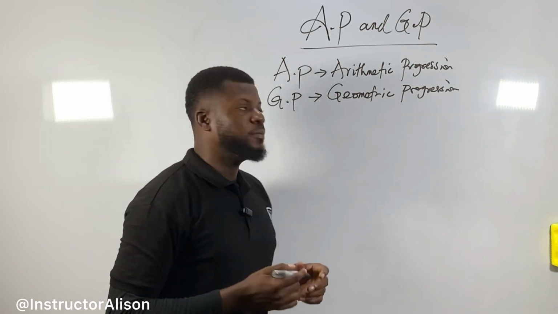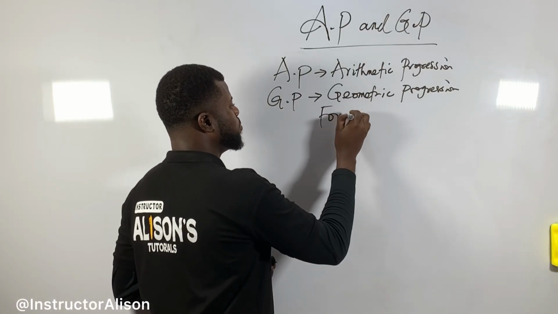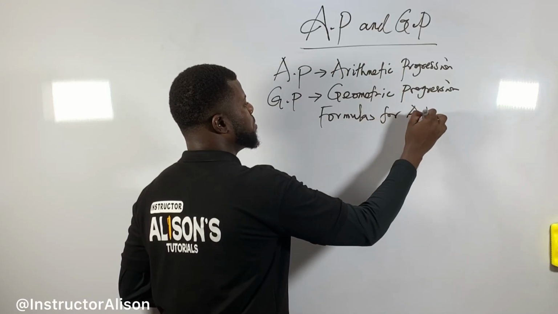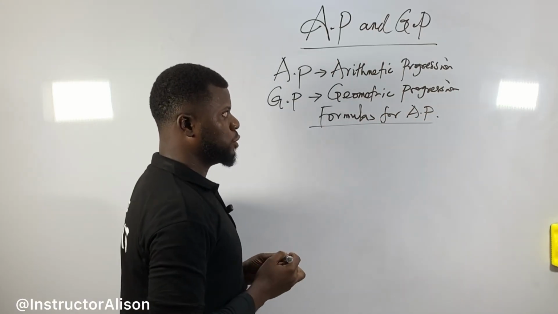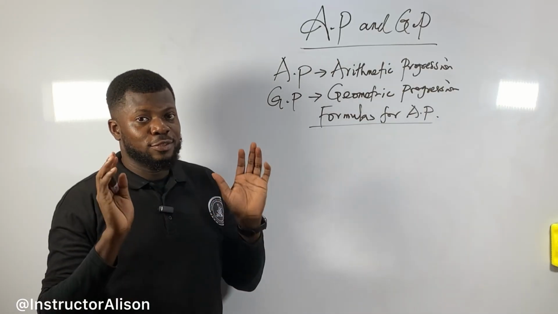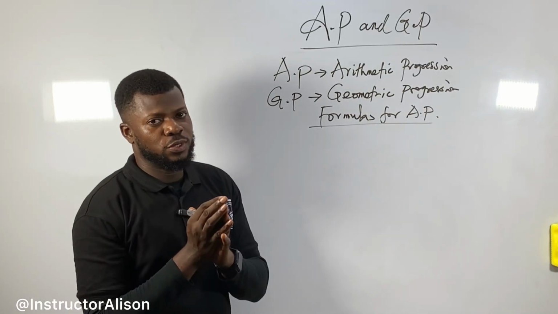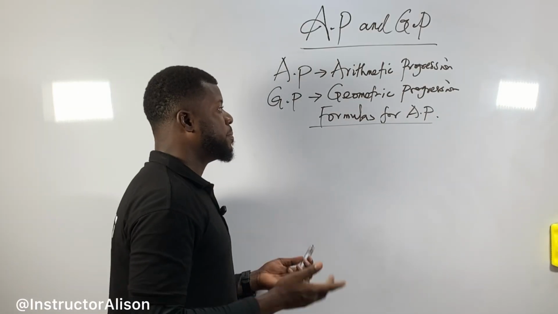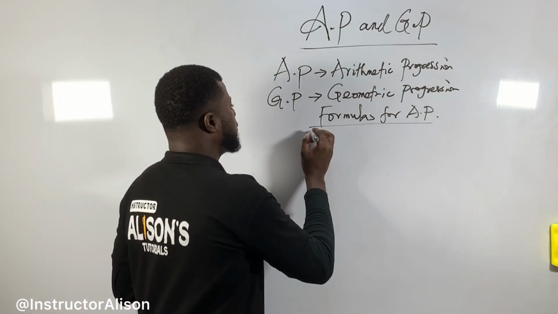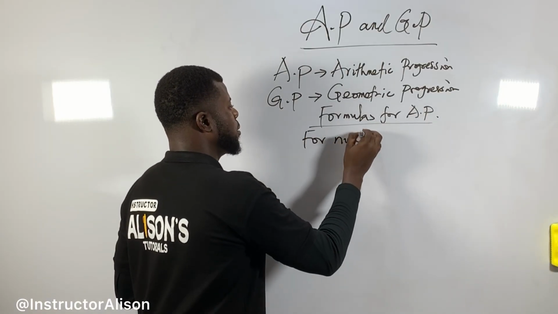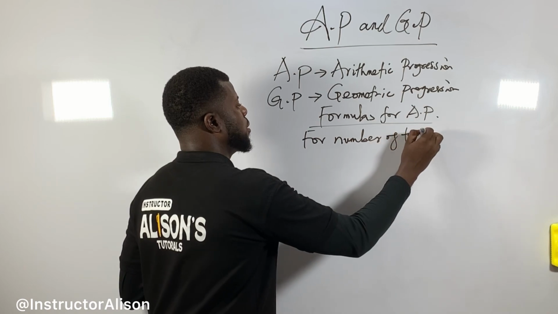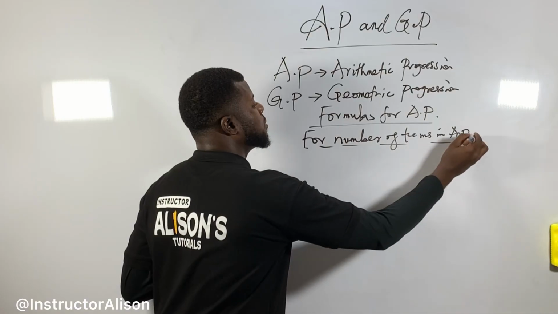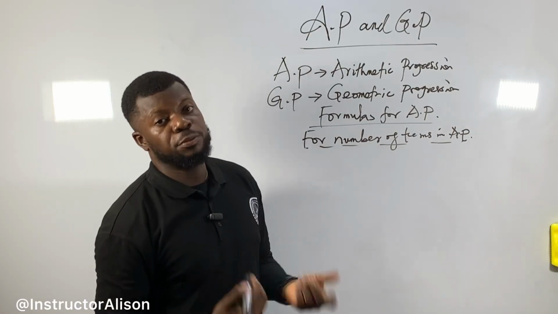So now, what are the formulas? Let me put the formulas down in the way that will be easier for you. To calculate the nth term of an AP, the number of terms, I'm going to put it like this. For the number of terms in AP, they specifically tell you which one they are talking about, because we also have the number of terms for GP.